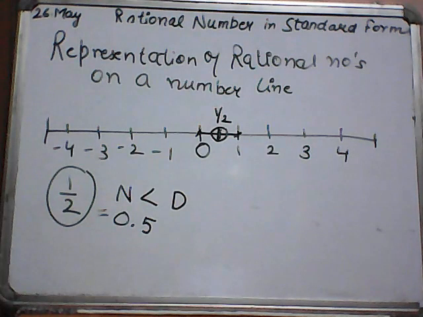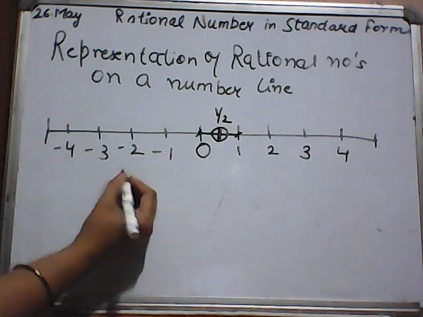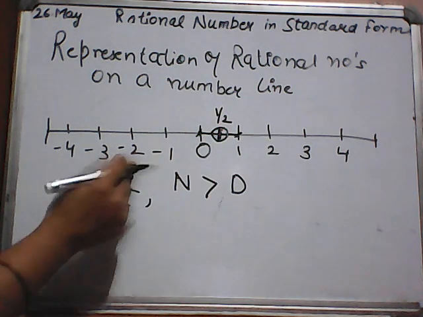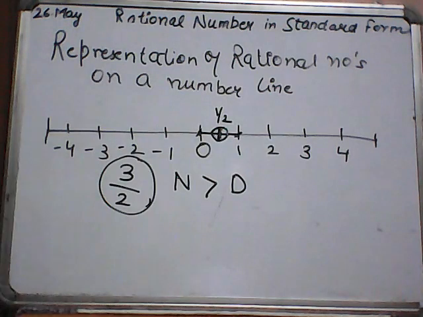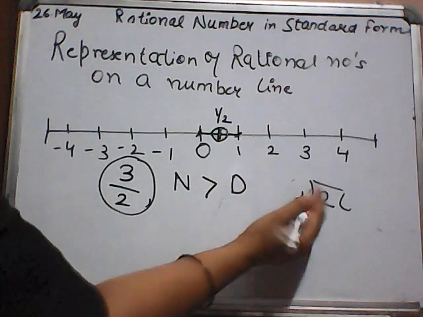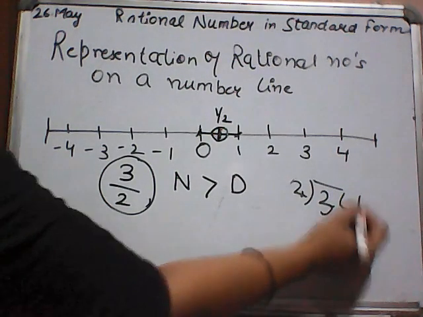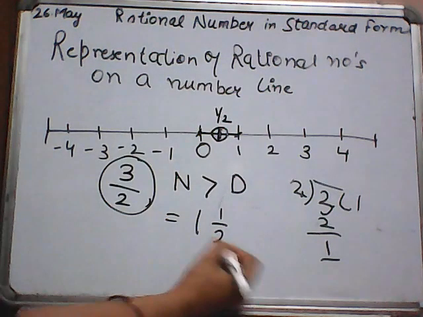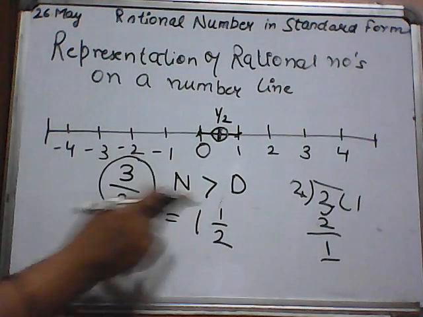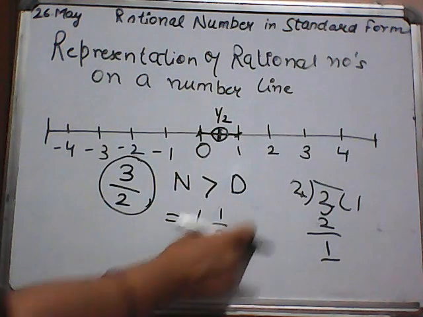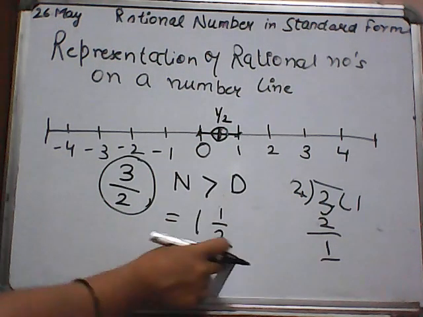If I have to represent 3 by 2, here the numerator is greater than the denominator. It is an improper fraction. Firstly, you have to convert it into a mixed fraction. It is 1 and 1 by 2. That means 3 divided by 2 is 1 full part and another 1 out of 2 equal parts.